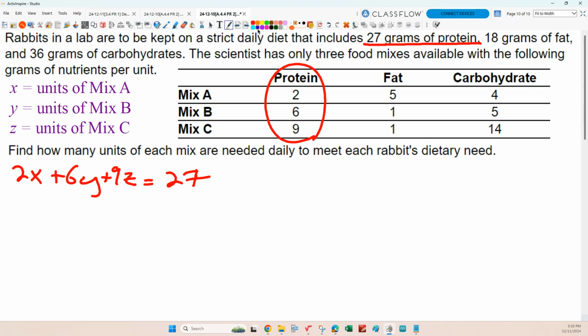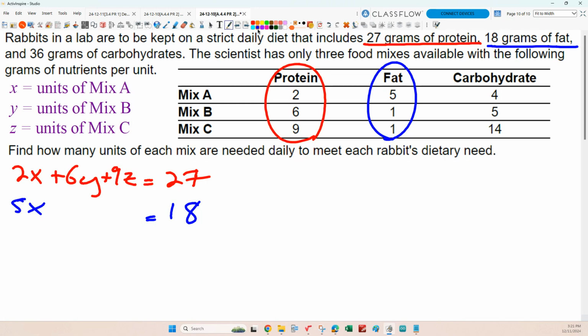What's equation 2 going to be, do you suppose? Yeah, it's got to be the fat. We need a total of 18 grams of fat. So after we're done scooping these scoops in there, we need to have exactly 18 grams of fat. How many grams of fat are we getting from bag A? 5X. 5 grams per scoop, but I'm taking X scoops. So a total of 5X grams of fat.